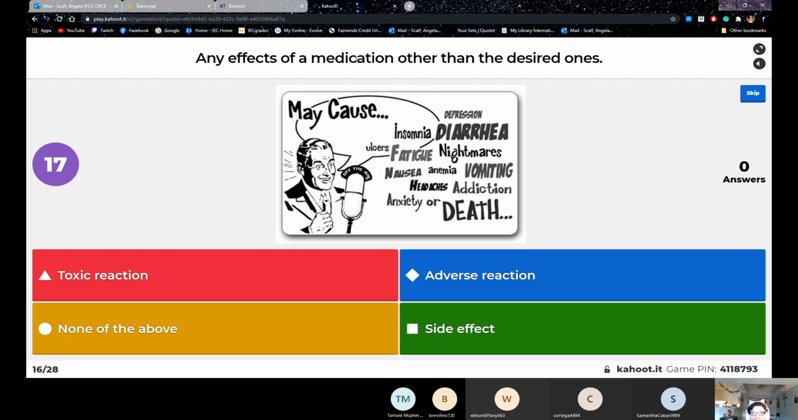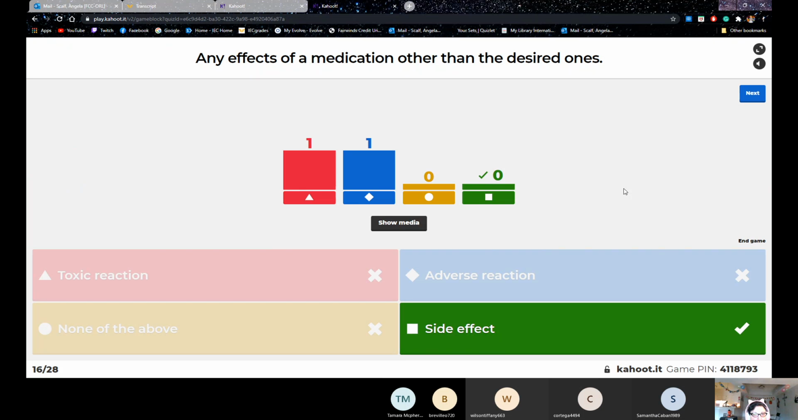Any effects of a medication other than what the desired effect is, right? You tricked us on the last one with the picture and everything. You threw us off, huh? I do that sometimes. That's a side effect. Any effect other than the desired one would be a side effect.